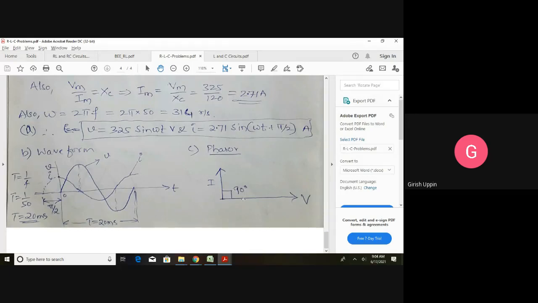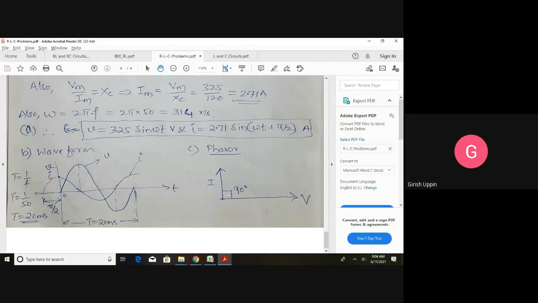Then phasor diagram. This is the reference axis, x-axis. We draw the voltage, and we know that this is how the phasor rotates anti-clockwise. Now you can see already the current is leading. So current is ahead of the voltage by 90 degrees. You draw the current here, and this is 90 degrees. I hope everybody understood. Any doubts?